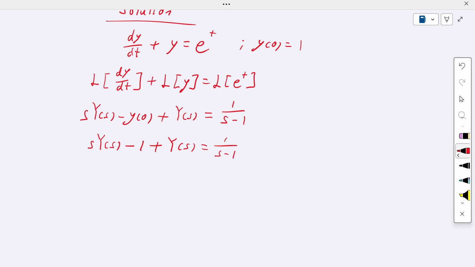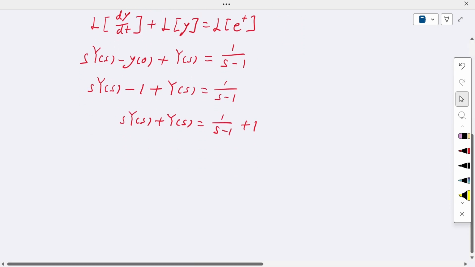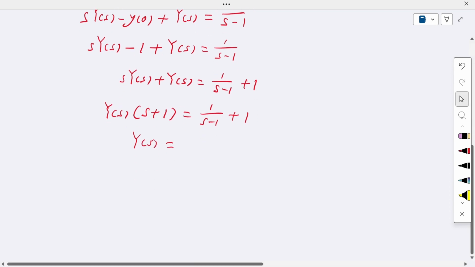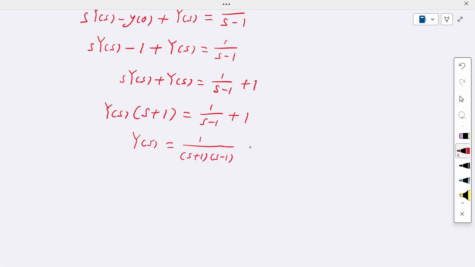So in this case, we can shift these ones to the right hand side. So we have x times Y of x plus Y of x equal to 1 over x minus 1 plus 1. Okay, now we can collect the Y of x factor. So we have x plus 1 times Y of x is equal to 1 over x minus 1 plus 1. So we shift this x plus 1 to the right hand side. So here we have x plus 1 times x minus 1. Here is 1 over x plus 1.